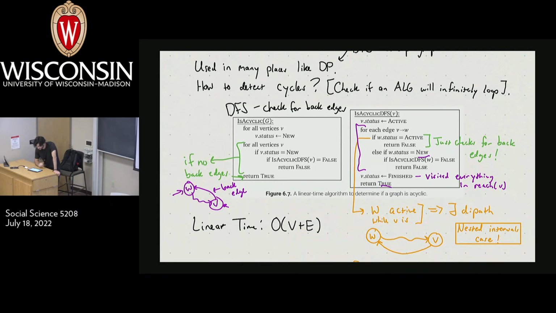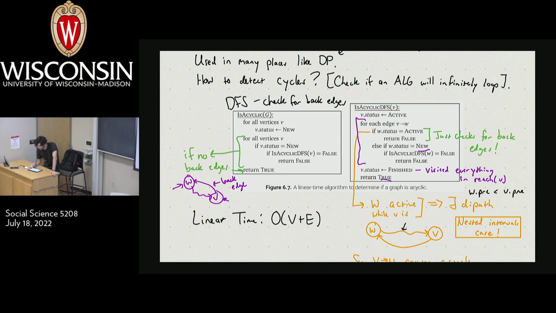And the key idea here, as I just alluded to, is if W is active at the same time V is active, then we're in the nested intervals case. So W active means that W.pre is less than V.pre. And you can also argue it ends after too, so it's nested. And we know if it's nested, that implies there's a directed path from W to V, and so that directed path plus that last edge gives you the cycle.